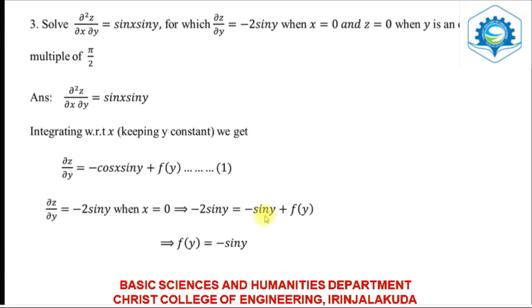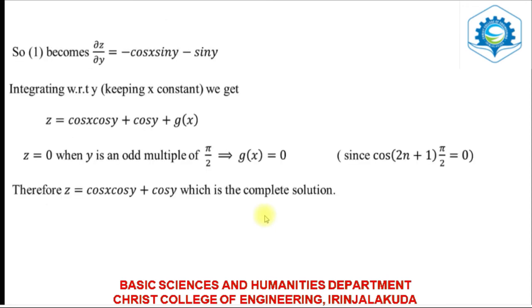Rewriting the equation, what we get? f of y equal to minus sin y. So now we applied the given condition, and our arbitrary function becomes a specific function. So f of y is right now minus sin y. So the equation becomes dou z by dou y equal to minus cos x sin y minus sin y. Note that we are looking for z, the solution.